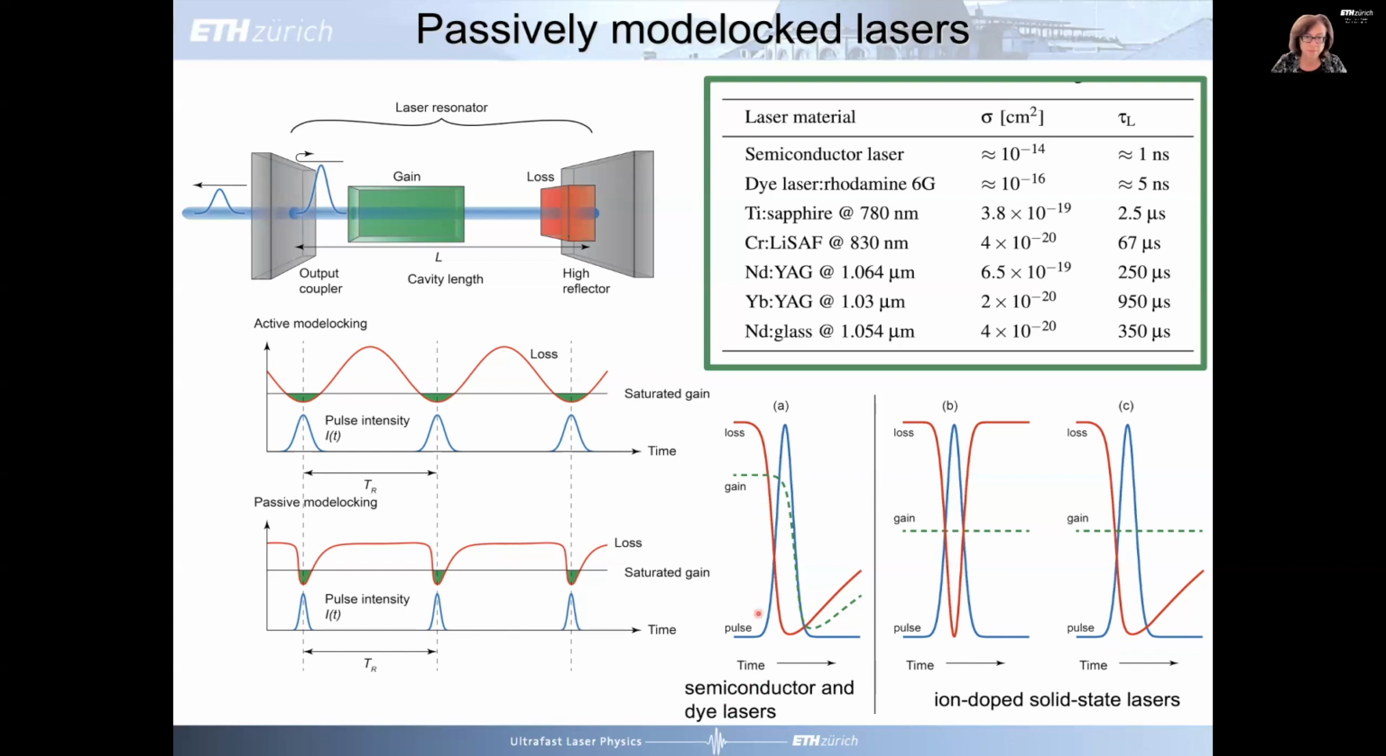Because we have a much larger gain cross-section, if you have pulses in the laser cavity, then you have significant dynamic gain saturation, and you need to adjust the loss and the gain parameters more carefully to maintain the short pulses and get stable passive mode locking.